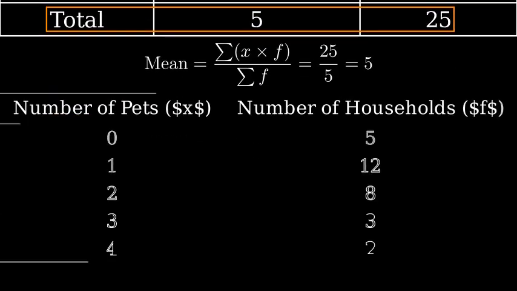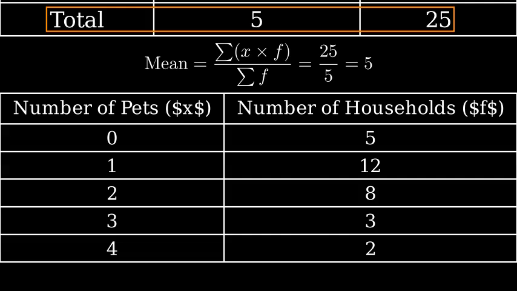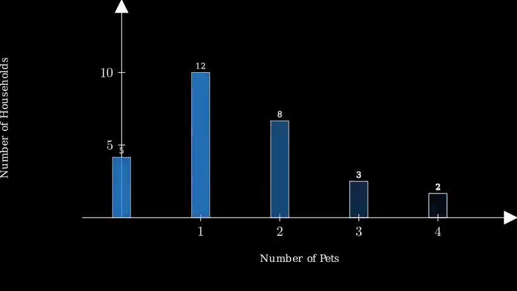Suppose we have collected data on the number of pets per household in a neighborhood. The data looks like this. Some households have 0 pets, some have 1 pet, and so on. Let's visualize this data. The bar chart shows the distribution of households based on the number of pets. We can see that the most common number of pets is 1, with 12 households having exactly 1 pet. Now, let's calculate the mean number of pets per household.